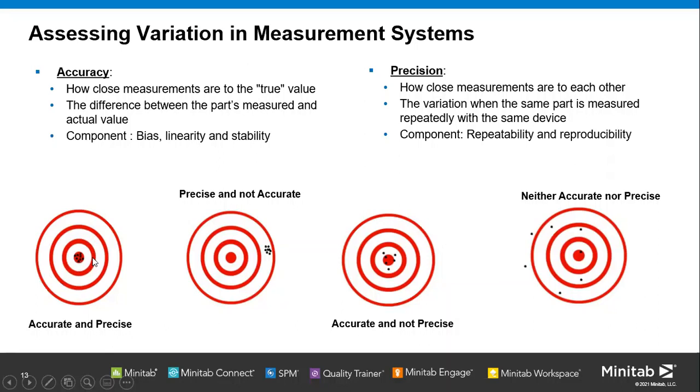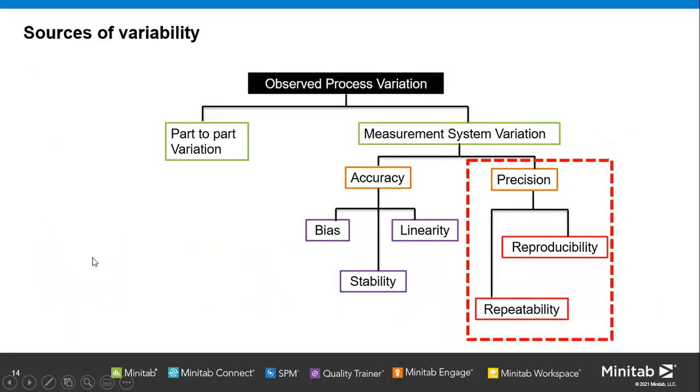Okay, so in this tree diagram, we split the process variance itself into two terms. We call one the part-to-part variation, and the other side the measurement system variation.